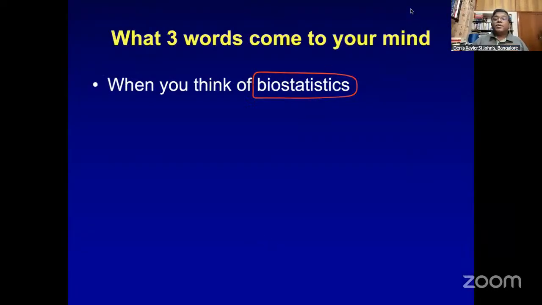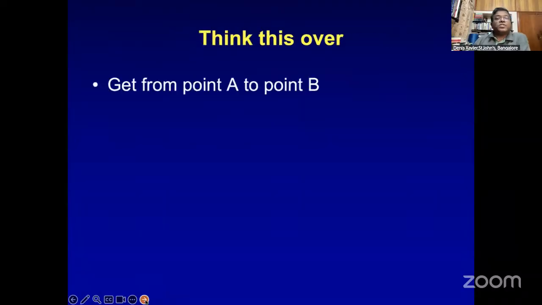Okay, and from here, let's look at a few other questions. Think this over. What does this mean? You want to go from point A to point B. Like right now, Dr. Ginnell is waiting in point B. That is his son's place, where he has to pick him up. And from there, he has to drive back home. That is point A.